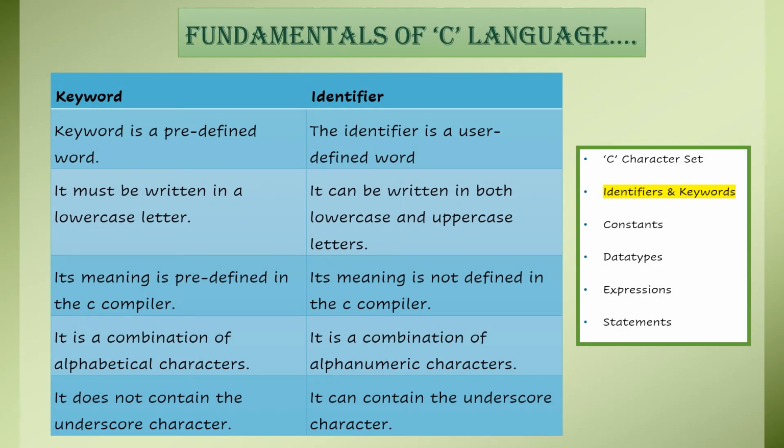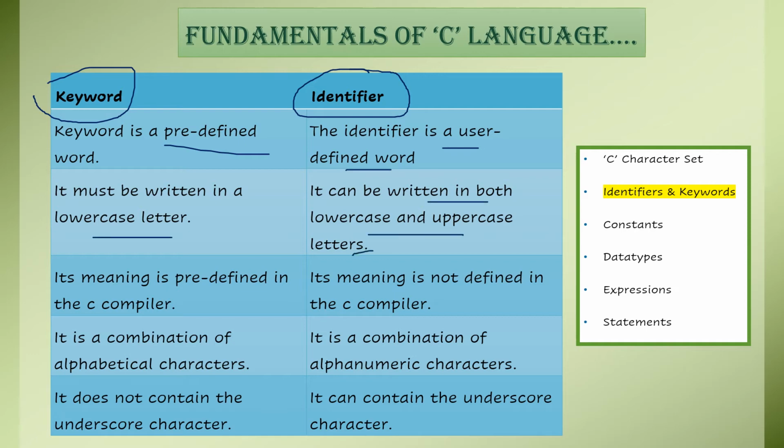A question can also come in the form: what is the difference between a keyword and an identifier? So a keyword is a predefined word, an identifier is a user defined word. A keyword must be written in lowercase letters, while an identifier can be written in both lowercase and uppercase letters. Its meaning is predefined in the C compiler in the case of a keyword, and in the case of identifiers the meaning is not defined in the C compiler. A keyword is a combination of alphabetical characters, and in identifiers we can use alphabets as well as numbers. Keywords don't contain the underscore character, and in identifiers we can use the underscore character.